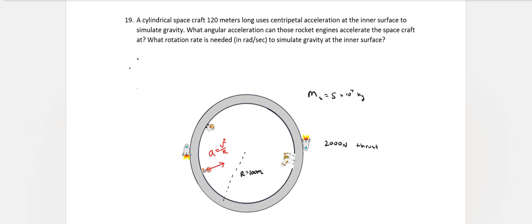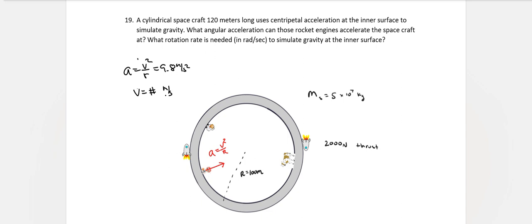And the idea now is to take this v squared over r and set it equal to 9.8 meters per second squared to simulate gravity. Now, if you do that, you can get the v without too much trouble at all. You're going to get some number out of that, and that's going to be in meters per second.